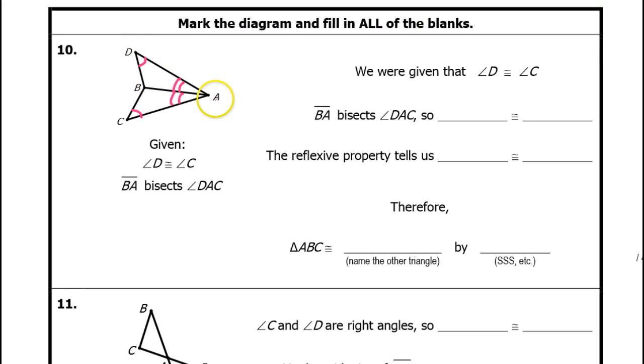So we ask ourselves, is there anything else that we can mark? Well, the shared side will always be congruent, so we can mark that as well. Oh yeah, I need to fill this in. So because of the bisecting, we had the angle DAB is going to be congruent to angle CAB. All right, those are the two little angles right here. The reflexive property tells us that segment BA is congruent to segment BA.